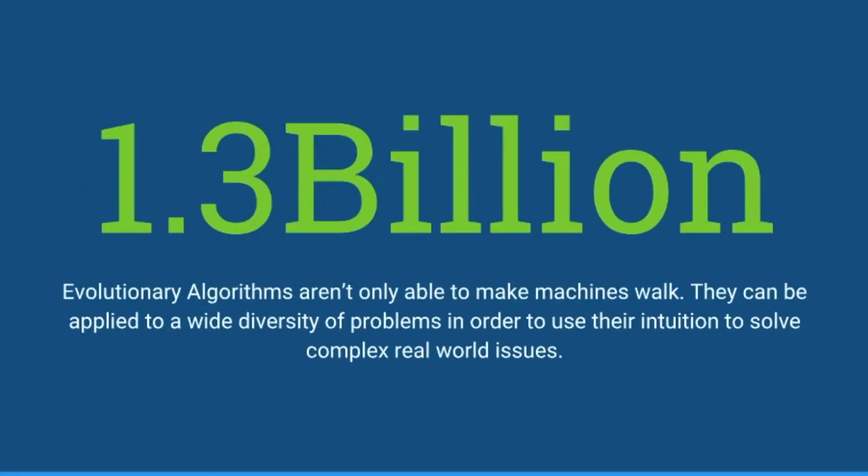1.3 billion tons a year of wasted food. I believe that evolutionary algorithms aren't only able to make machines walk, they can be used in a wide range of applications. They do this because they have intuitions between these features, and they're allowed to solve complex real-world issues, whether that be a machine walking or helping people find insights.